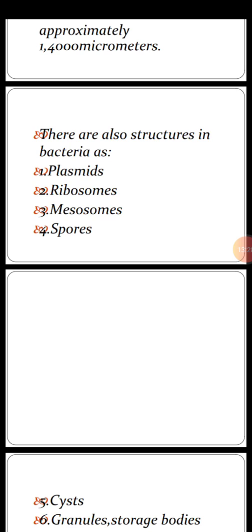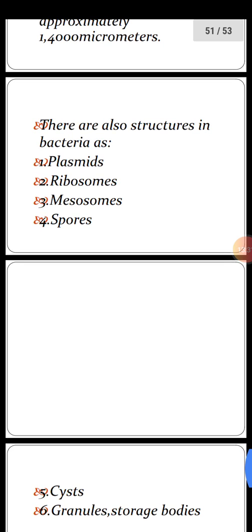Next are ribosomes. As you know, they are involved in protein making. Ribosomes are composed of RNA and proteins. They are loosely attached to the plasma membrane. They are actually protein factories. There are thousands of ribosomes in healthy growing cells, but they are smaller than eukaryotic ribosomes. As we discussed, prokaryotic ribosomes are 70S and eukaryotic ribosomes are 80S.